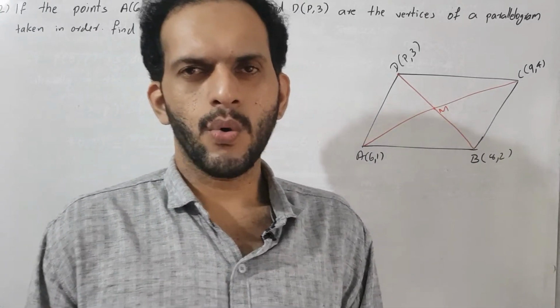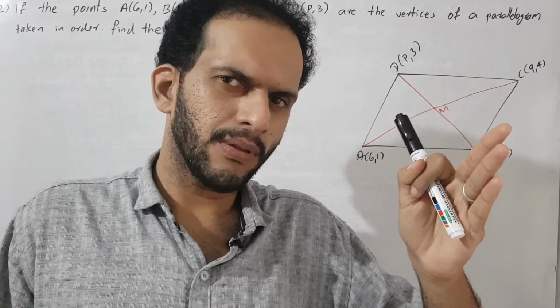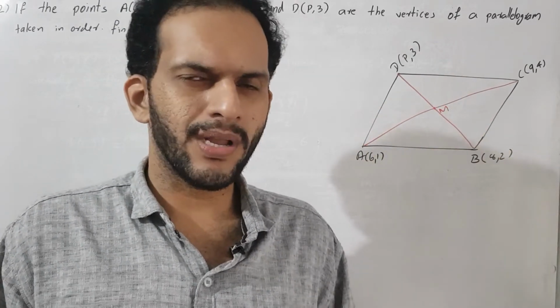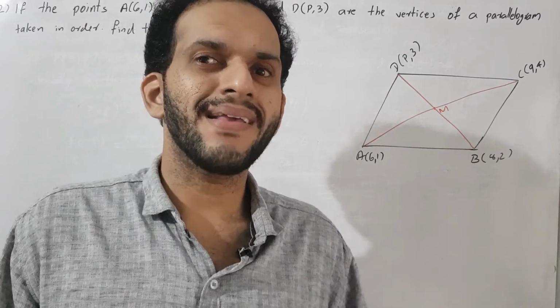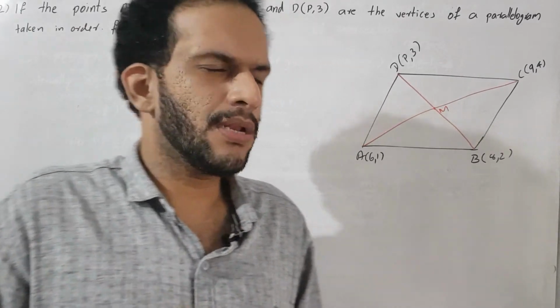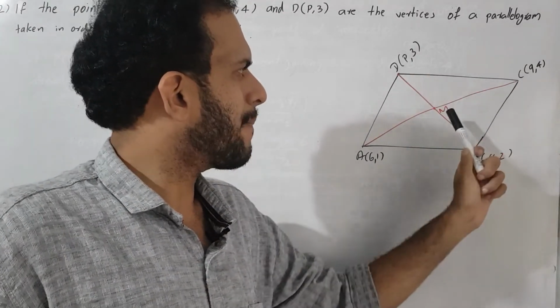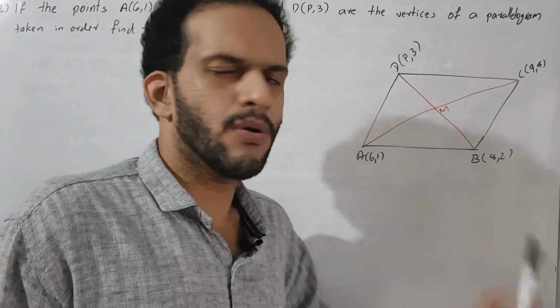So we apply the property of the diagonals of the parallelogram. What is that? The diagonals bisect each other, correct? The diagonals bisect each other means M is the midpoint of AC and M is the midpoint of DB also.